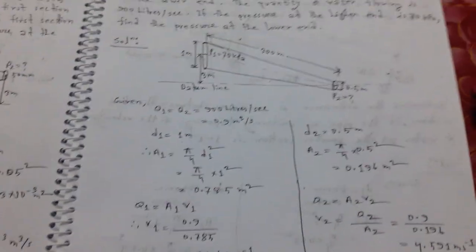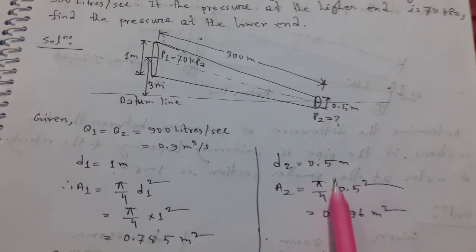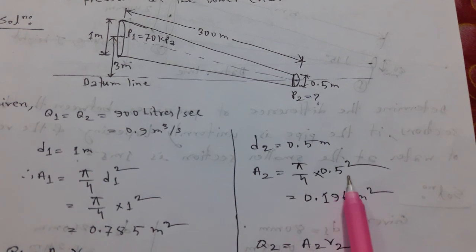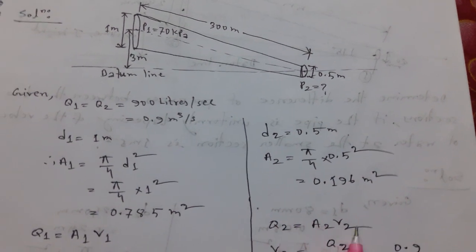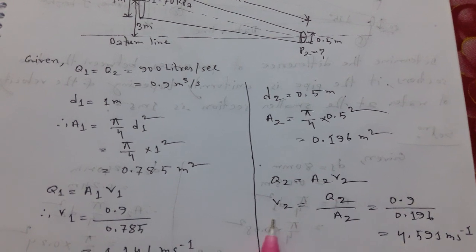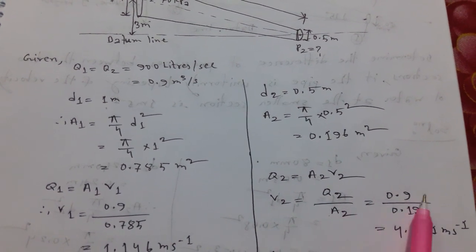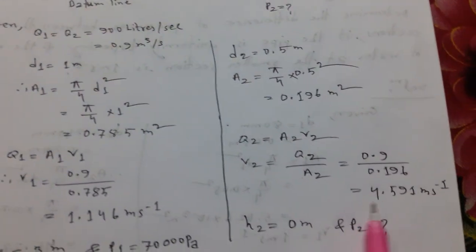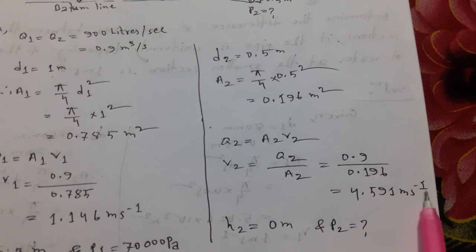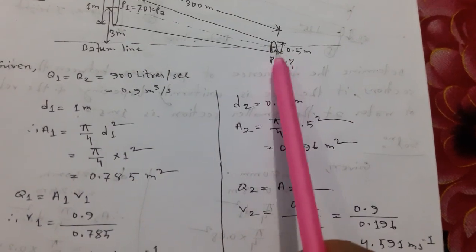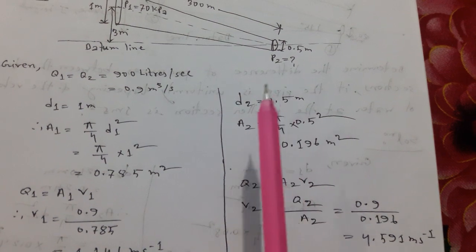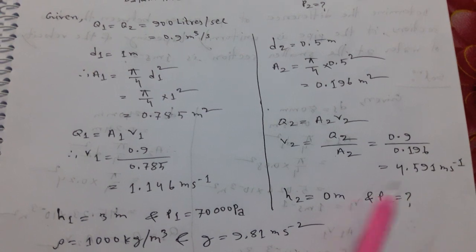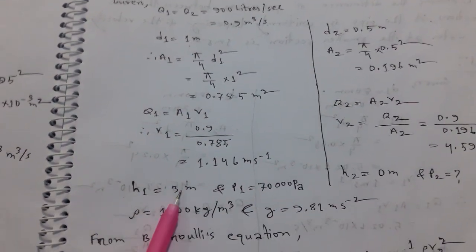And D2 is 0.5 meter, then we can find A2 as pi by 4 into 0.5 square. Then Q2 is equal to A2 V2, so V2 is equal to Q2 by A2. Q2 is the same value, 0.9, and A2 is 0.196, so V2 is 4.591 meter per second. H2 is equal to 0, as the datum line passes through the lower end. We need to find the value of P2, the pressure at the lower end.